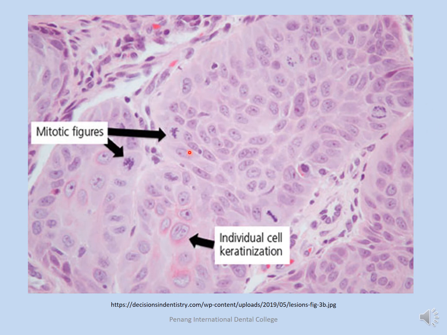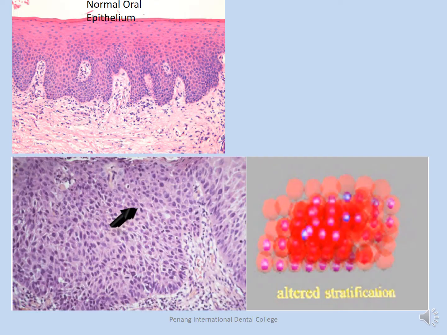Again, mitotic figures. You're seeing the chromatin material arranged over there, and this is a feature called individual cell keratinization. When this epithelial cell shows increased pink material being deposited, that is indicative of keratinization taking place.